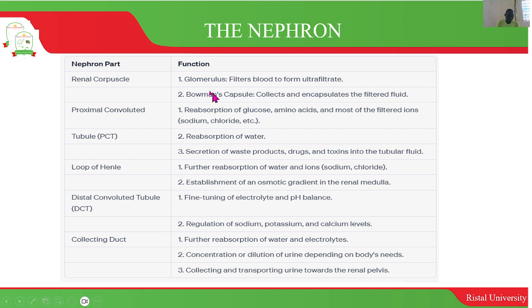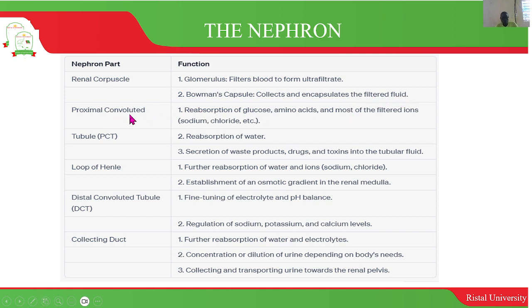So the next slide, we can look through this, is basically trying to describe the functions of the different parts of the nephron. The nephron part here we have the renal capsule, and then here is trying to give us the function. Within the corpuscle itself, we have the glomerulus and even the Bowman's capsule. The glomerulus is the one that filters the blood to form what we call the ultrafiltrate. The ultrafiltrate is what has been filtered out containing those waste products. The Bowman's capsule collects and encapsulates the filtered fluid.